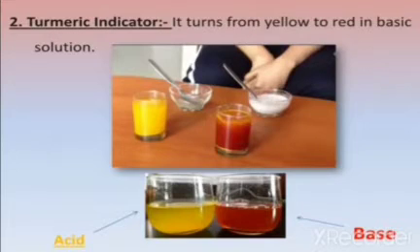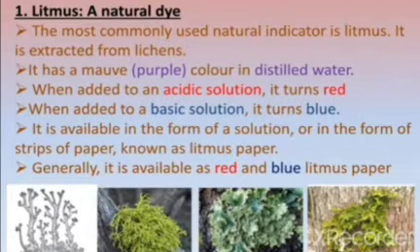These litmus papers help us in finding whether the substance is acidic or basic in nature. When red litmus paper changes into blue, that means the substance is basic in nature, and when blue litmus paper changes into red color, it tells us the substance is acidic in nature.